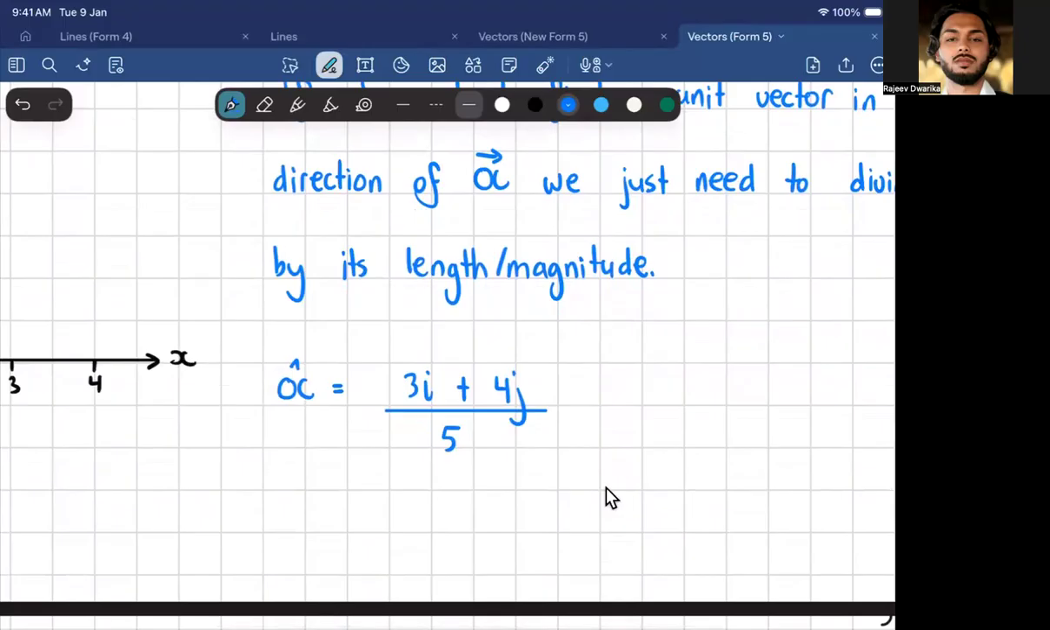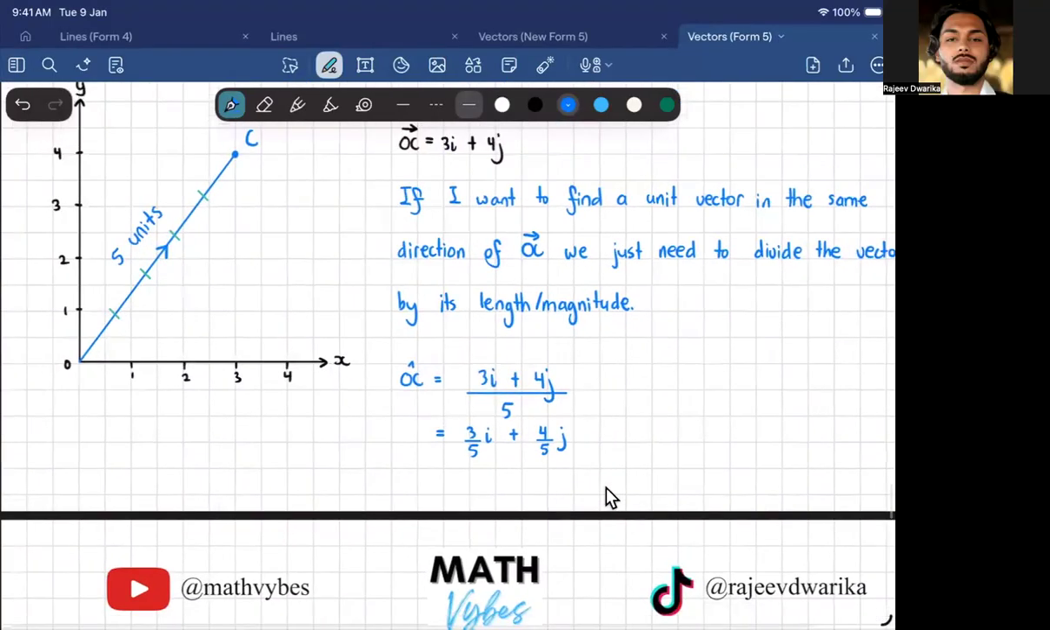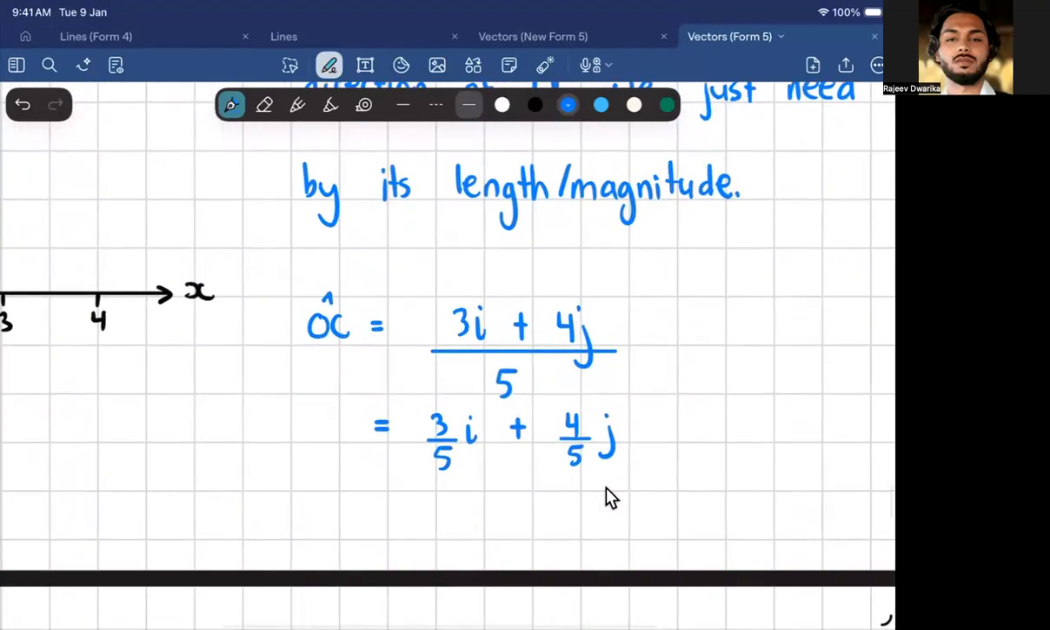And that's common sense, it makes sense intuitively, right? It's not fancy maths. That makes sense? Yeah. Okay. So when we work this out, wouldn't we get 3 over 5 i plus 4 over 5 j? Right? Nice. So what we just found was a direction vector for OC.